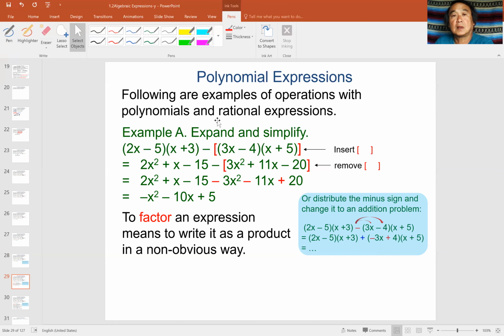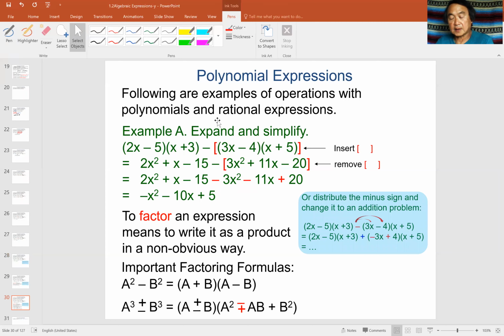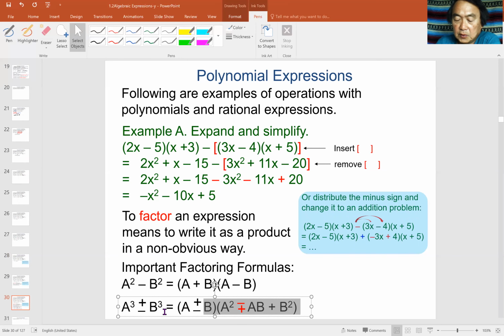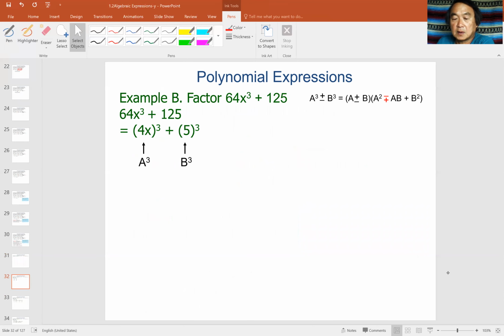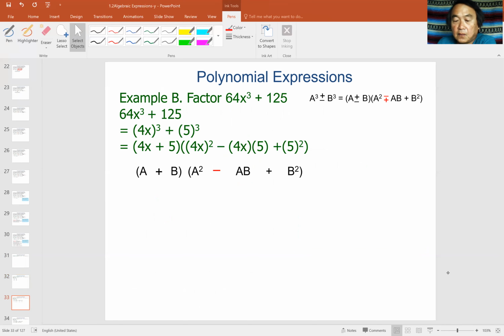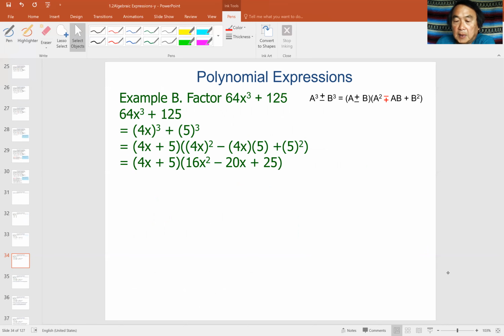Polynomial factoring. We did factors from the last sections. That is, breaking up polynomials, or writing polynomials as something times something. Here are two formulas we will use. The third degree formula we won't use that much, but it will pop up in the future. So for example, here is a third degree formula, and this is how we factor using those formulas.